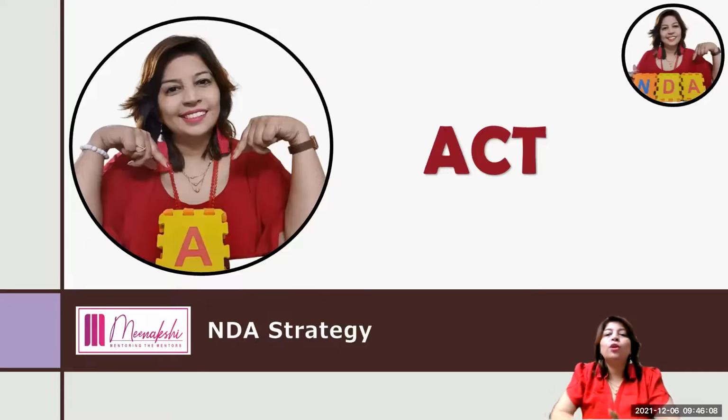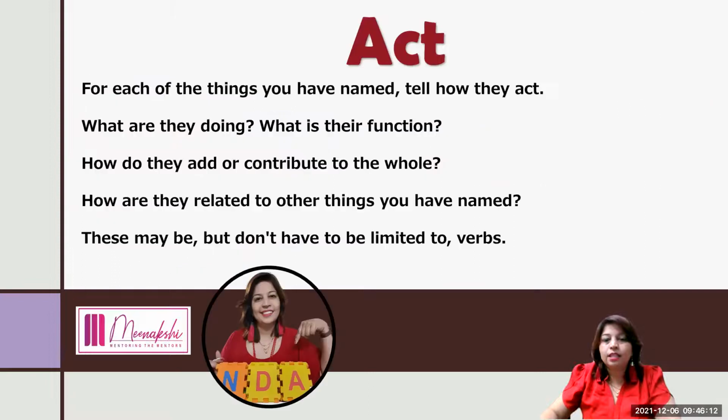So now moving on to the third step, act. NDA, act, right? What do they have to do in this step? For each of the things that the children have named, now they have to act. For the little ones, you may ask your children to act or perform. That is one thing, because when you are conducting this activity with the lower grades, the children are not able to write, frame sentences or maybe words. There you can conduct this strategy.